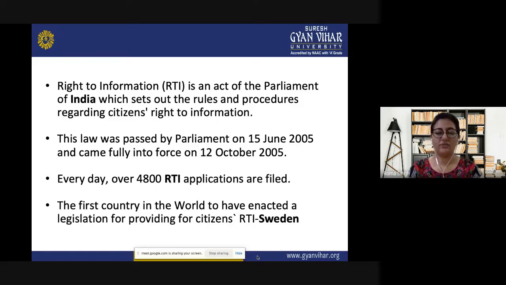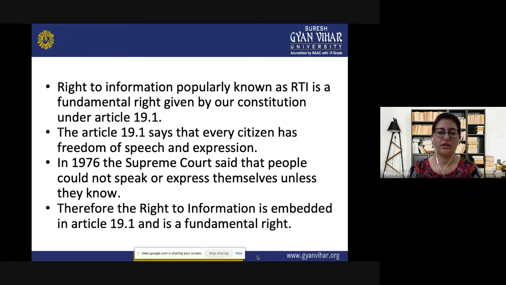And the first country which introduced the Right to Information Act was Sweden, which enacted it as a legislation for citizens. So right to information is popularly known as RTI. It is a fundamental right given by our constitution under Article 19.1. Article 19.1 says that every citizen has freedom of speech and expression.